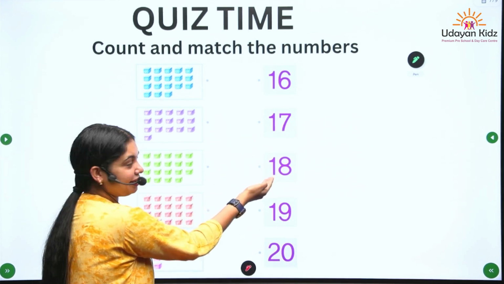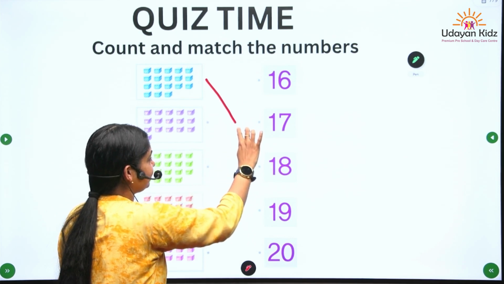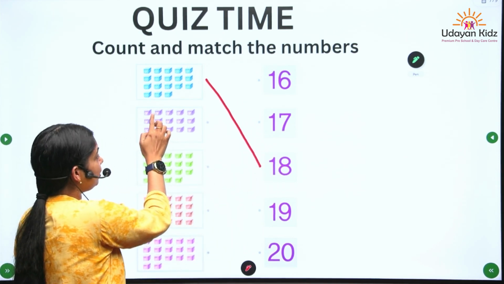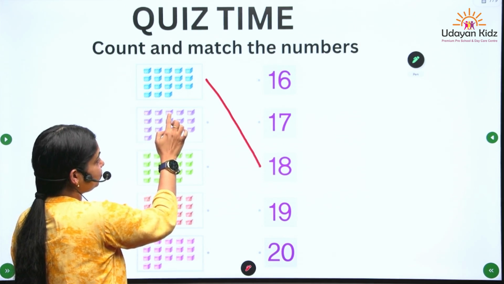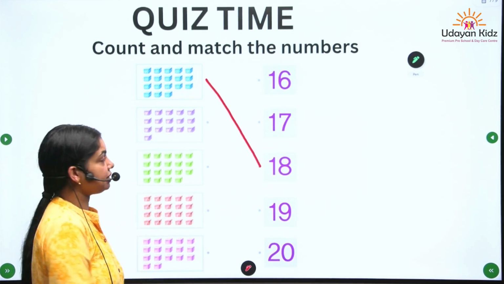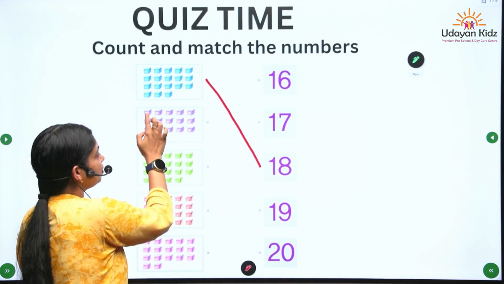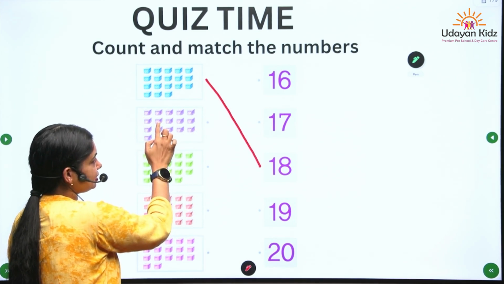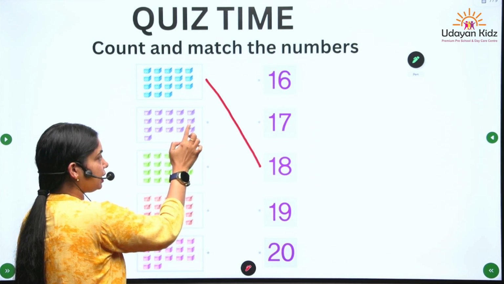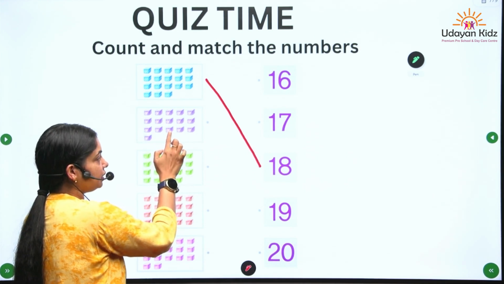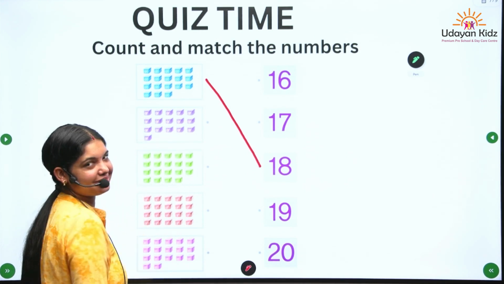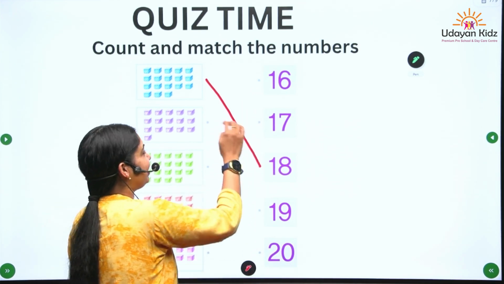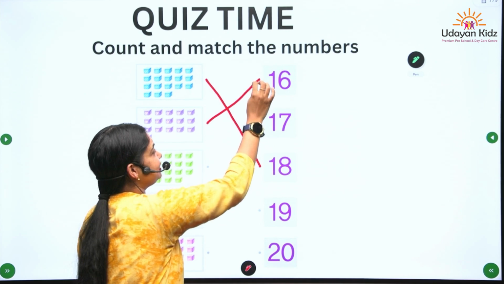Here is the number 18. Match it. Let's count the other boxes. 1, 2, 3, 4, 5, 6, 7, 8, 9, 10, 11, 12, 13, 14, 15 and 16. Where is the number 16? Very good, children. This one.